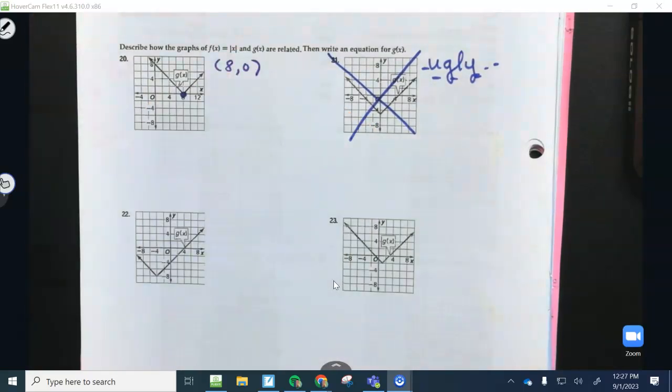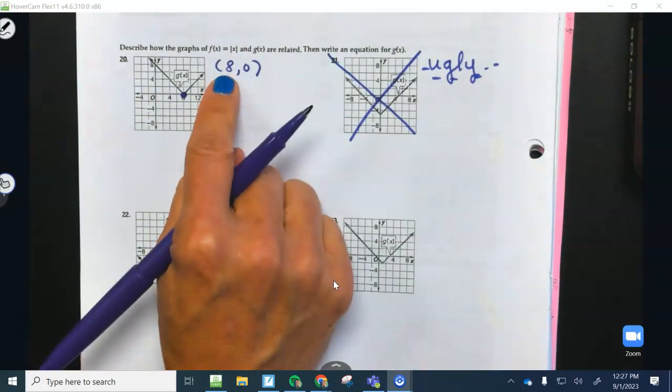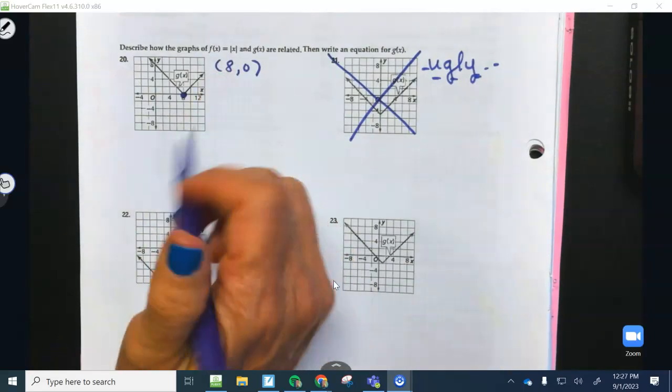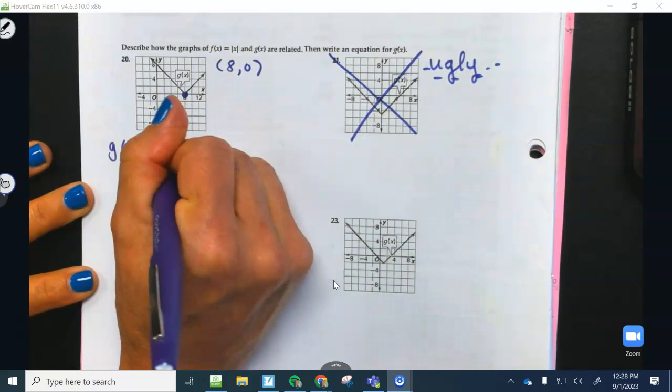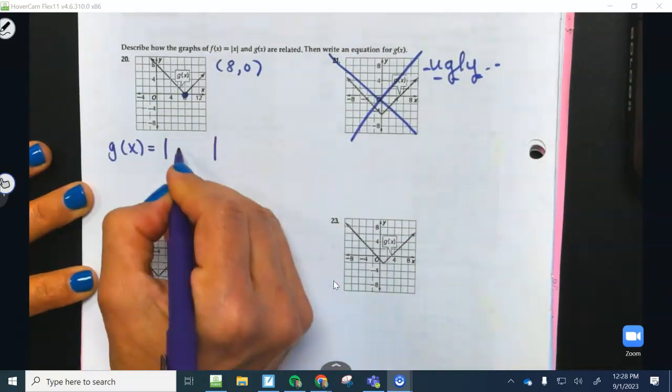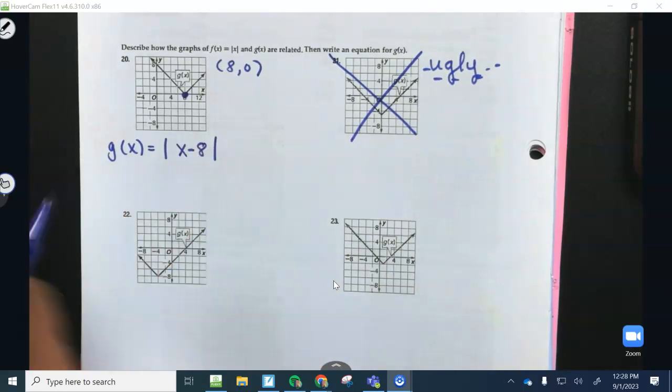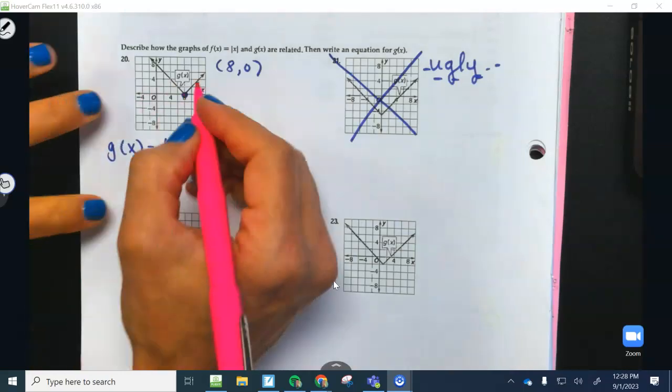Now remember, in your transformation equation, we're going to drop H in the group, but it's going to be opposite. So I am going to go ahead and write g of x equals. I'm going to draw some absolute value bars, and remember it's going to be x minus 8 inside of those absolute value bars. Now, usually I do leave space right here in front of the absolute value bars because sometimes there is a vertical stretch or a vertical shrink, and you always have to check for that.